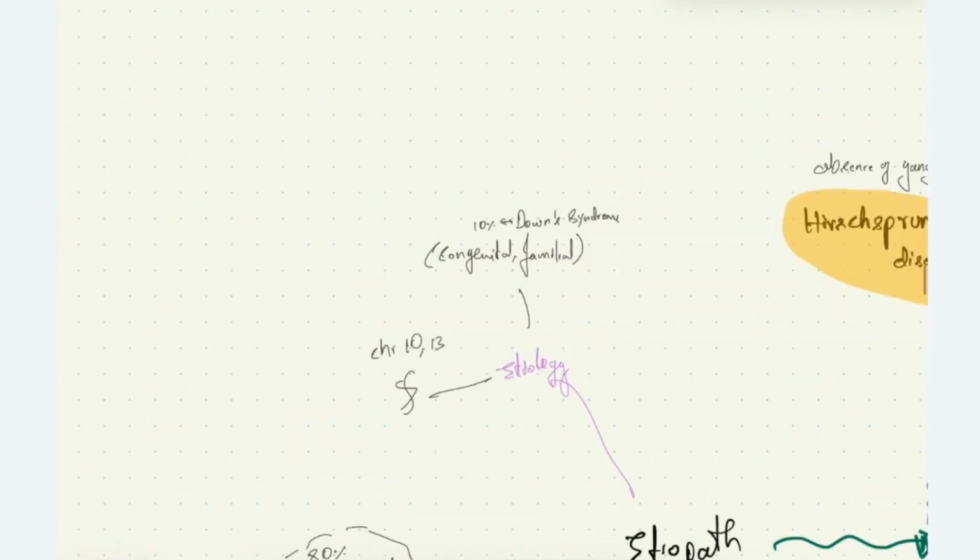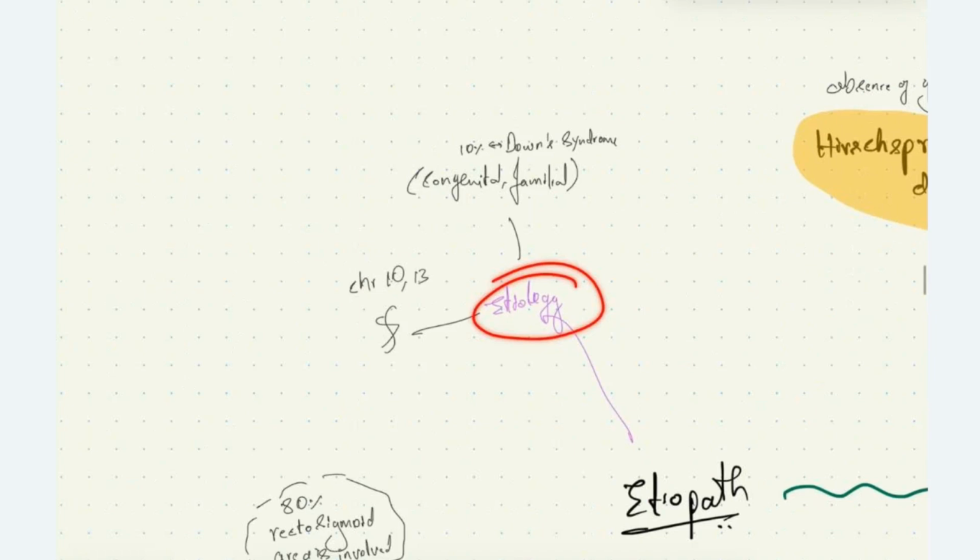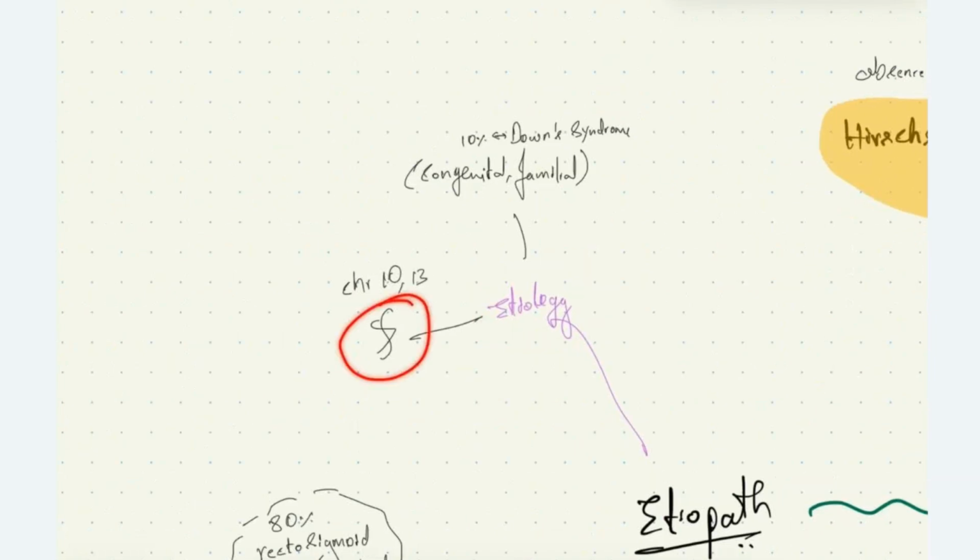The etiology of this condition: it's associated with genetic mutations in chromosome 10 and 13. It is a congenital condition and it is familial. 10% of patients with Hirschsprung disease have Down syndrome.